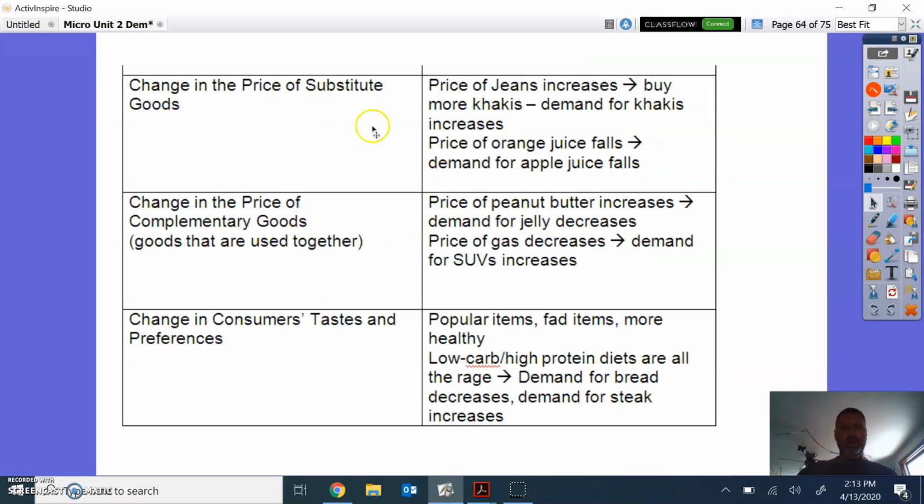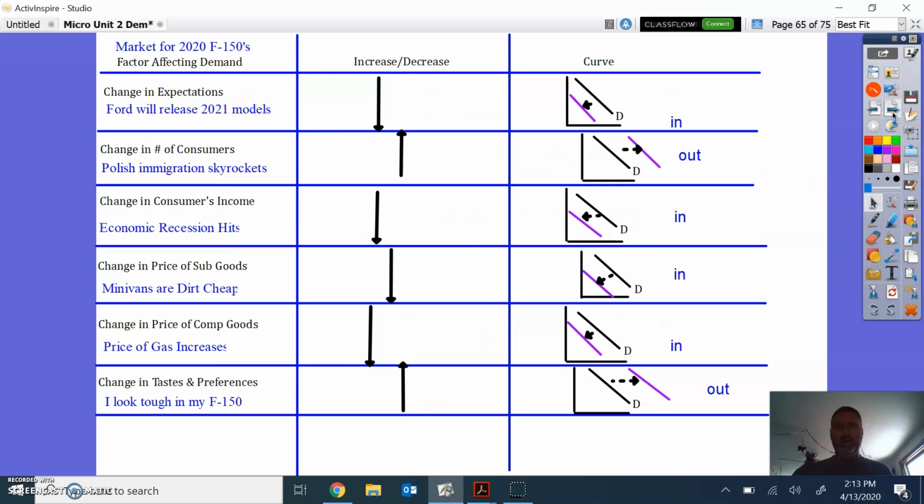But what we're going to focus on today are these subs and comps. Tastes and preferences are just what's popular, what's fashionable, and what's in right now. But we really want to focus on these ones together. So let's get there to start today.